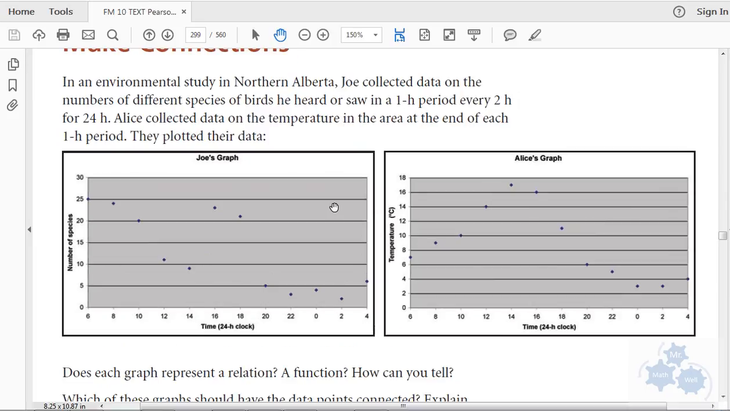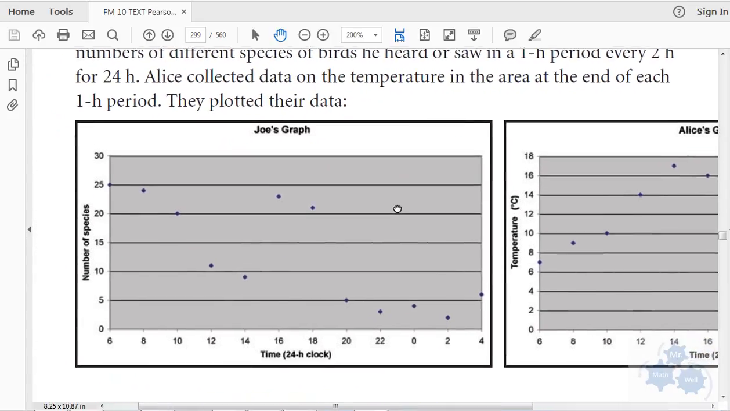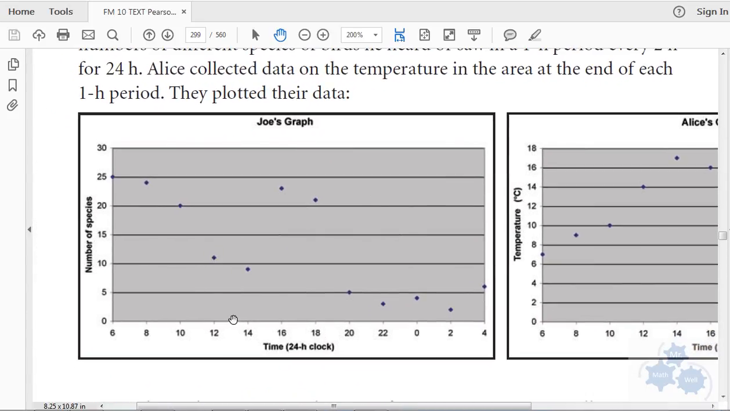So if we take a look at Joe's graph first, you see that time is the independent variable, the number of species is the dependent. That makes sense, right? Because time just ticks on, and so you are measuring and plotting, gathering data on the number of birds that you hear or see. Hopefully that makes sense.